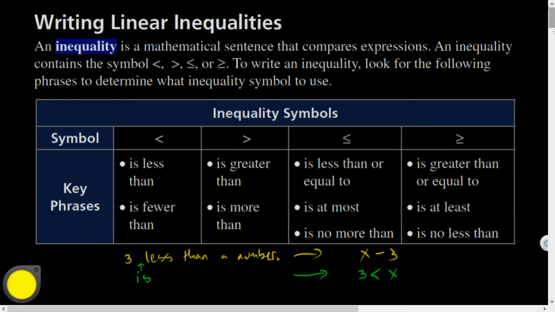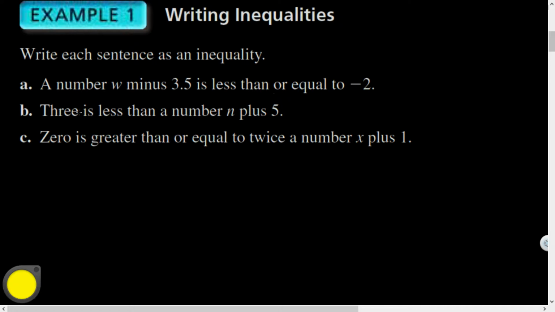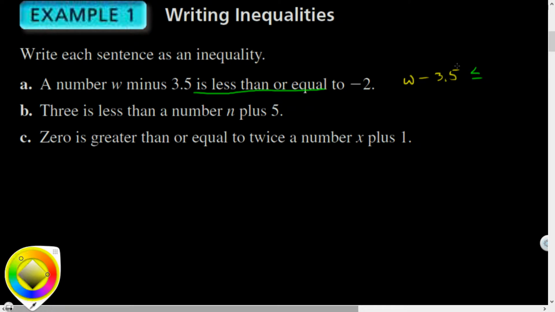Let's do some sentence translations here. Writing inequalities. Number W represents Waddy math, W minus 3.5. W minus means subtract 3.5. And the relationship is this part. Once I hear the word is, that is describing a relationship, and I'm going to use the less than or equal to sign, to negative 2. So that's how I would translate that.